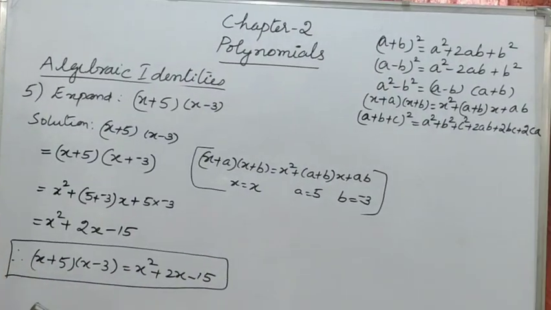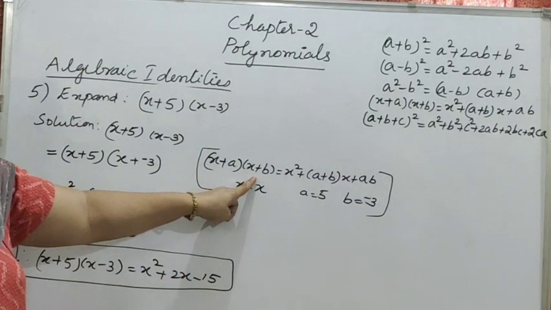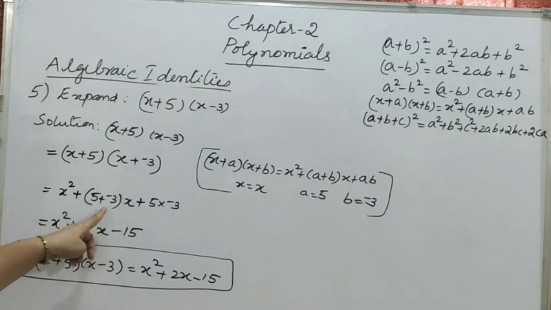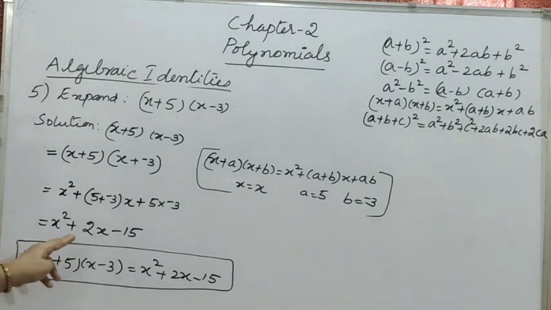Okay, what is the change that happened here? B equals minus 3. Actually, by the formula, b is plus only. So we are making this minus 3 as a plus. How? Plus into minus 3. Now we can write it this way: x square plus a plus b. A plus b means 5 minus 3, that is 2. A into b means 5 into minus 3. So our answer is x square plus 2x minus 15.